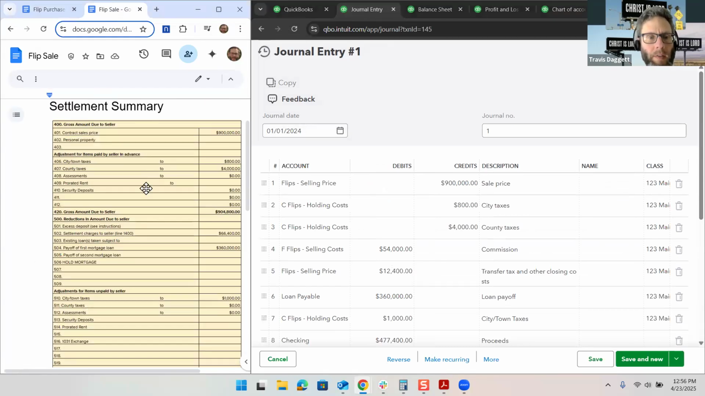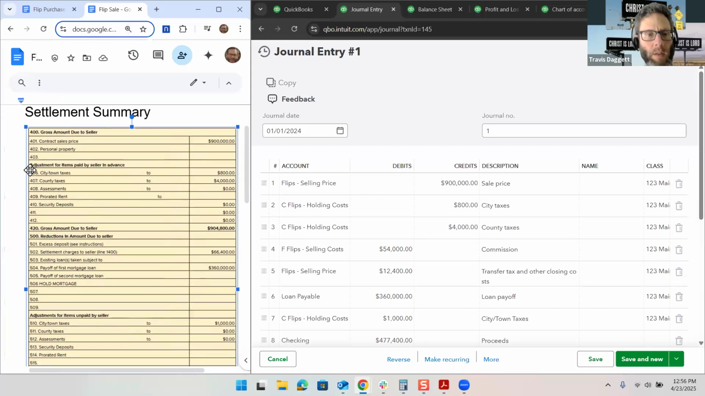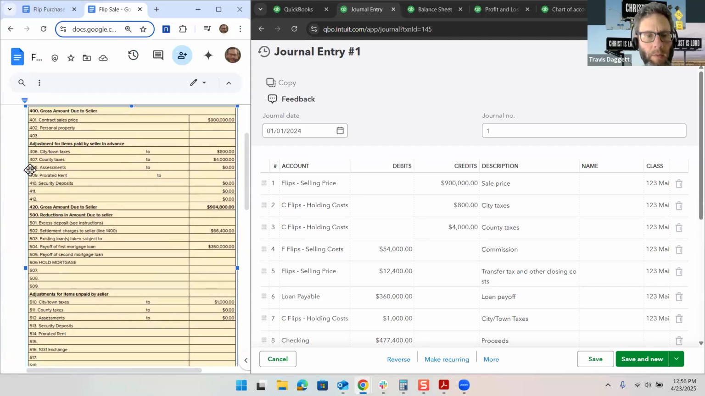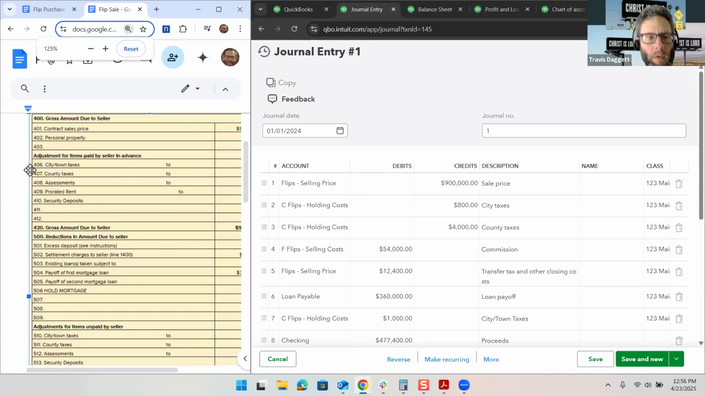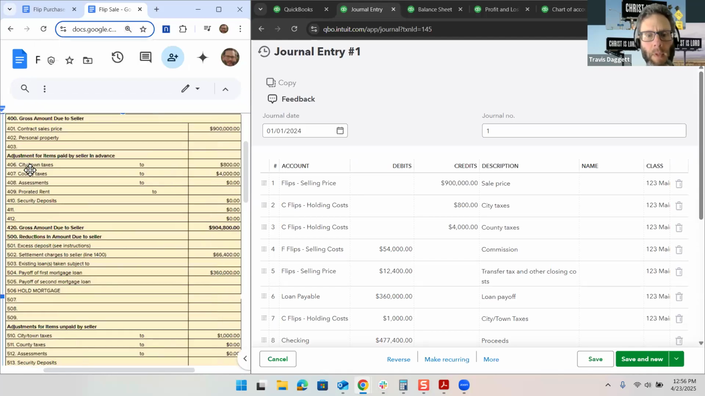So here's our settlement summary for our sale. If I can zoom in a little bit there. Yeah, a little bit. Okay. See if I can go in a little bit more. There we go. Okay, so this is our income account, flips selling price, because remember, we're booking to the P&L. So that's, of course, a credit. And again, we're always putting the class in. We'll look at the financials by class when we're done here, provided I remember.